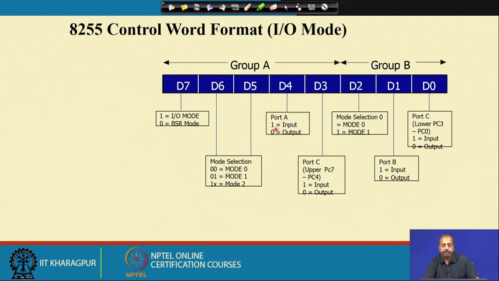So, if you want to set port A as input mode, then bit D4 has to be set to 1. If you want port A as output, then this D4 bit should be 0. Similarly, for port C upper, if you want to set it as input port, then the D3 bit should be 1, otherwise D3 bit should be 0.